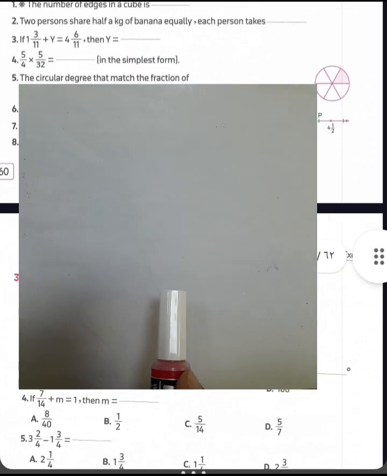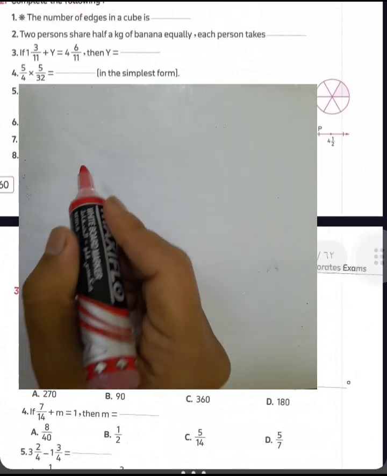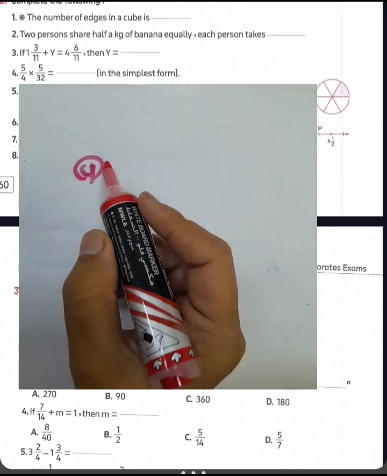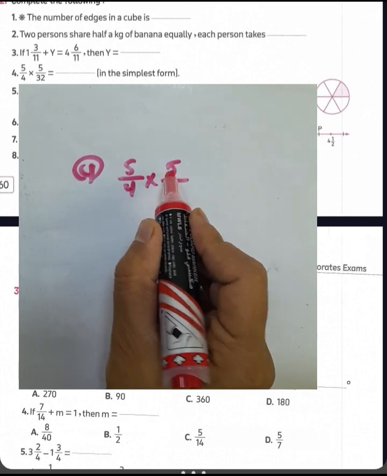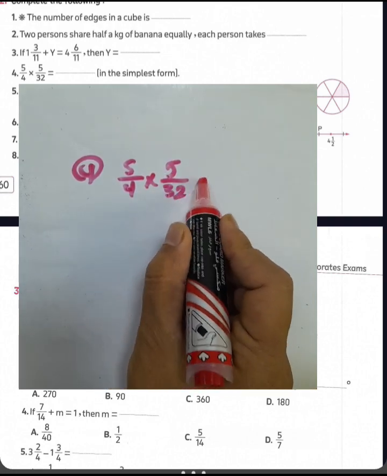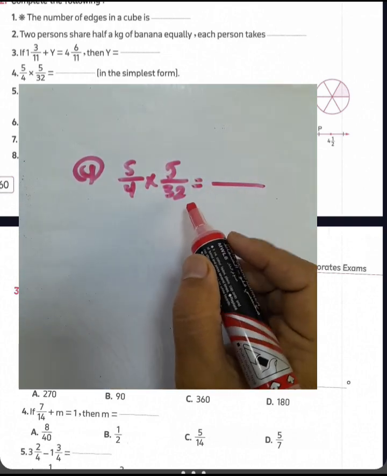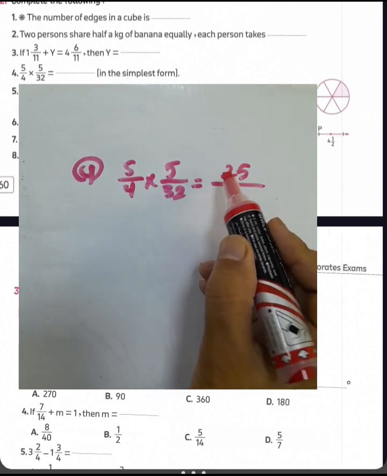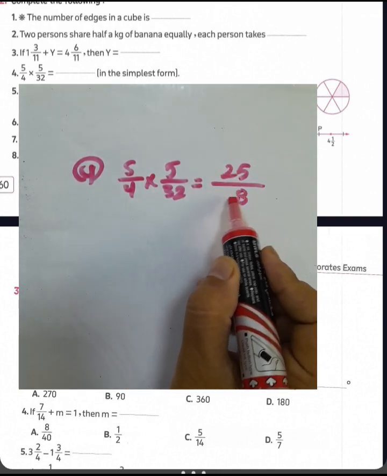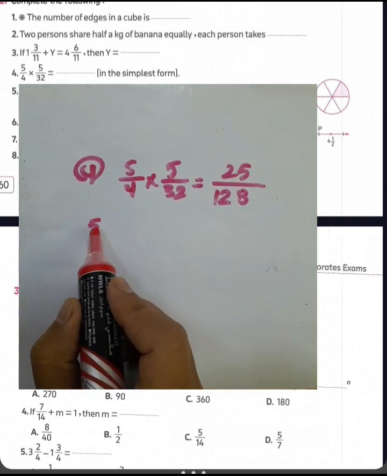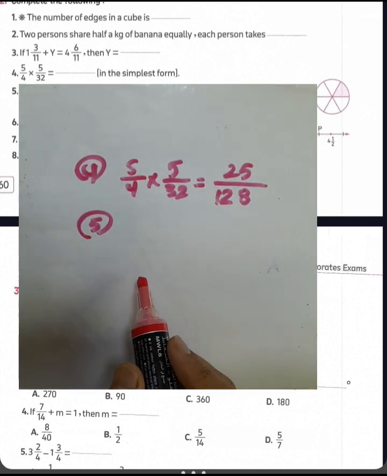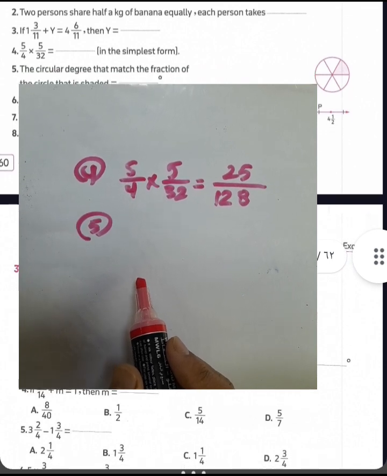Question number 4. 5 over 4 multiplied by 5 over 32, in the simplest form. 5 times 5 equals 25, and 4 times 32 equals 128. Then the result will be 25 over 128.